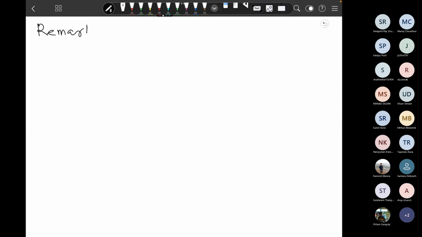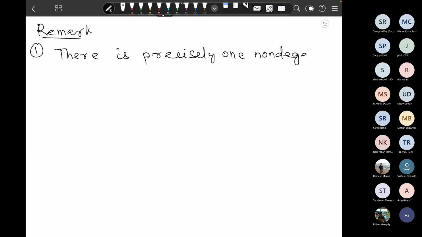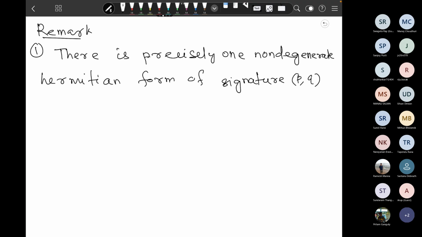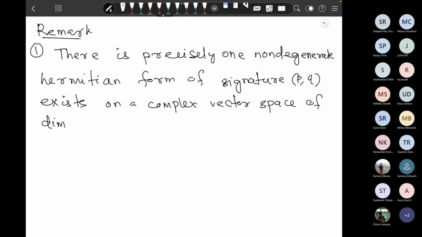Remark. So there is precisely one non-degenerate Hermitian form of signature P, Q on a complex vector space of dimension P plus Q, up to equivalence.